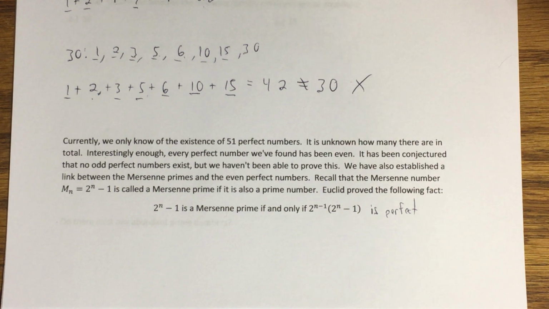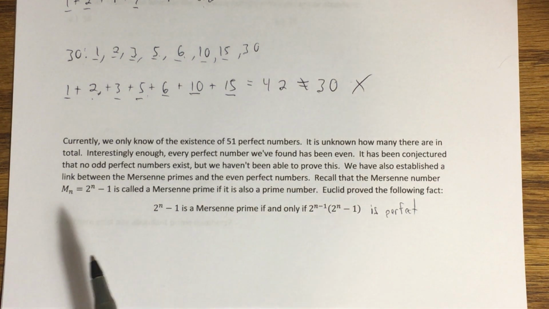But we've also never proven that no odd perfect numbers exist. There may be perfect numbers out there that are odd. We just don't know if they exist yet because we haven't found any. So that's an unproven conjecture in number theory. The conjecture states that all perfect numbers are even, but we just don't know if that's true yet or not.